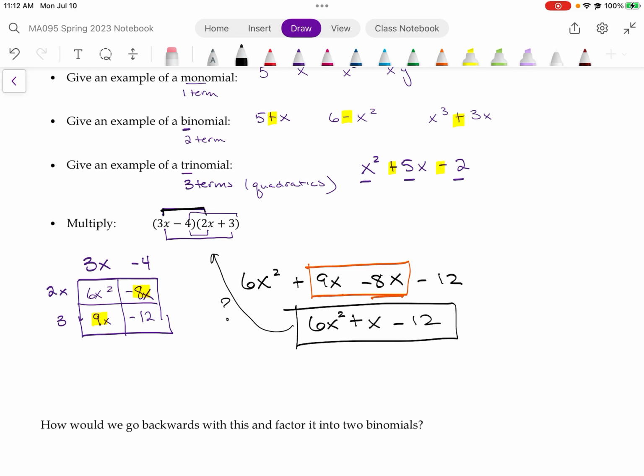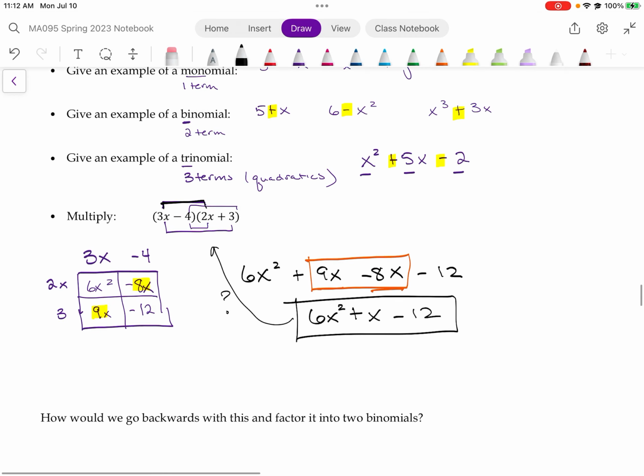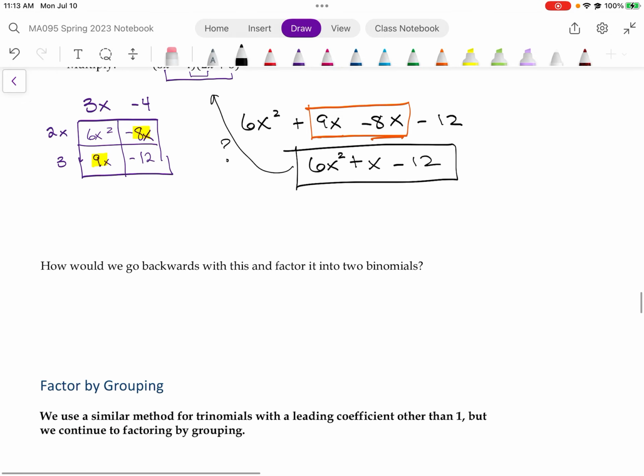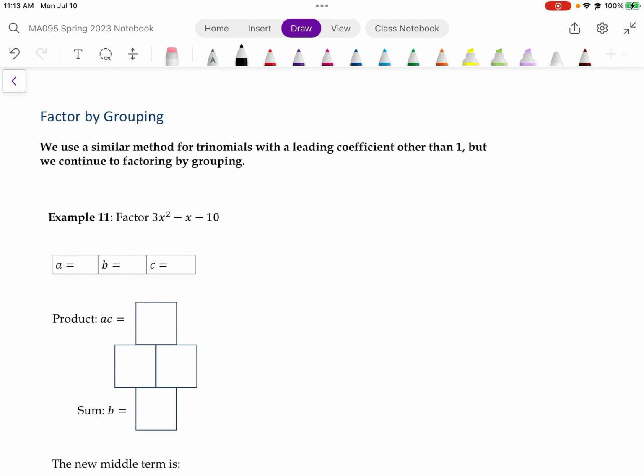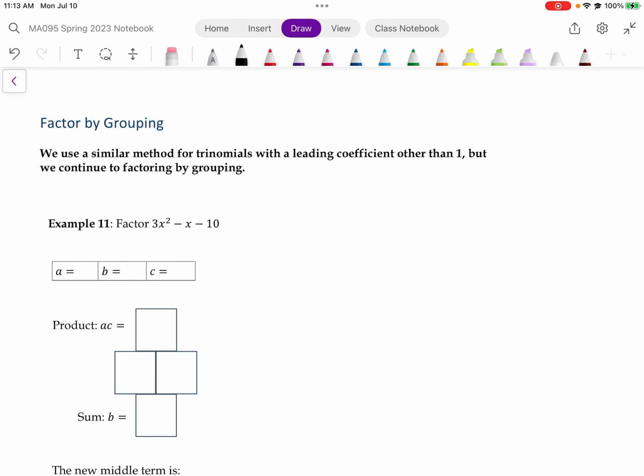Well, I'm going to show you a trick. Okay, so this is just an algorithm. You just follow the algorithm, and once you get better at this, you can do it without it. But I would recommend starting with the algorithm. So we're going to do something called factoring by grouping. Most people at this stage of the game have not done factoring by grouping. If you have, this is going to seem easier to you. But factoring by grouping is the part of it that's a little harder. This first part we've already done. We've done this before. So we're going to use a similar method for trinomials with a leading coefficient, but we continue to factoring by grouping.